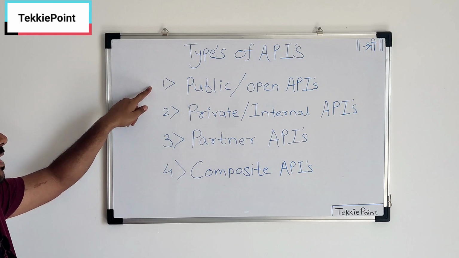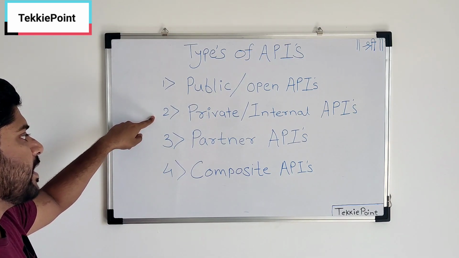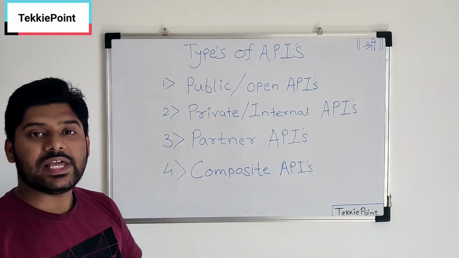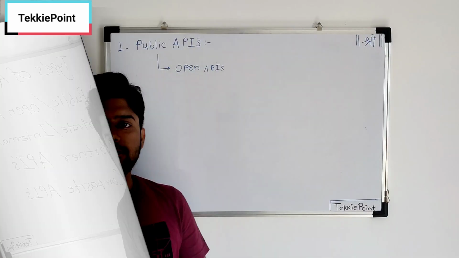First one is public or open APIs. Second, private or internal APIs. Third one, partner APIs. And fourth one, composite APIs. Let's understand this one by one.